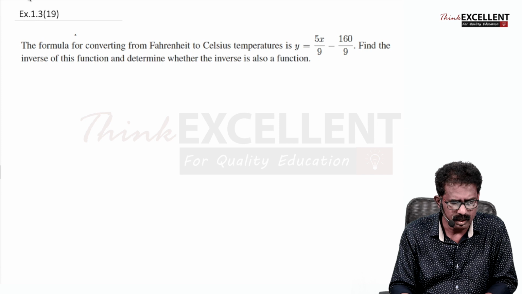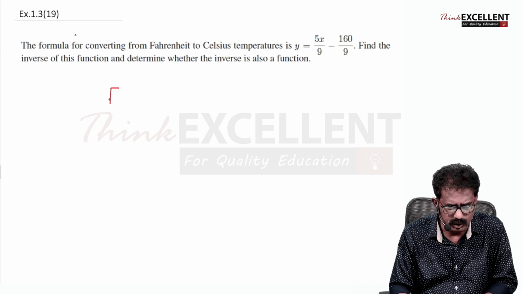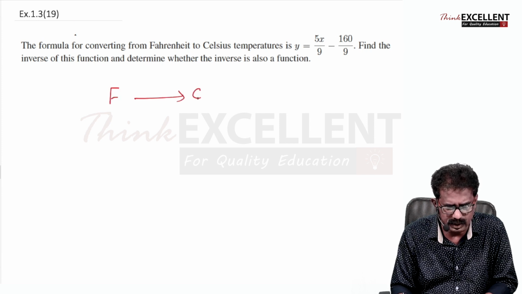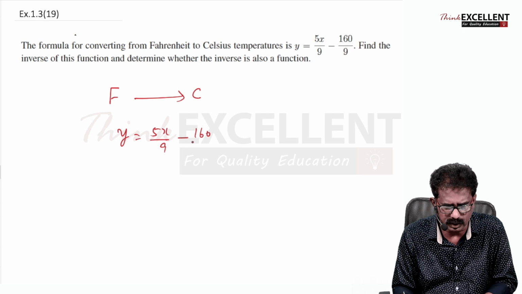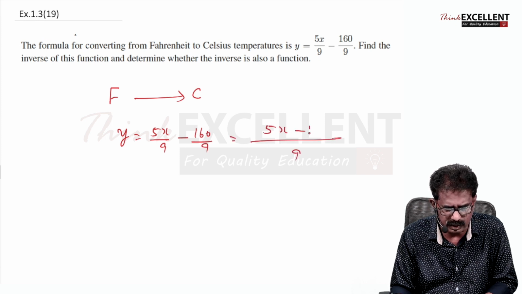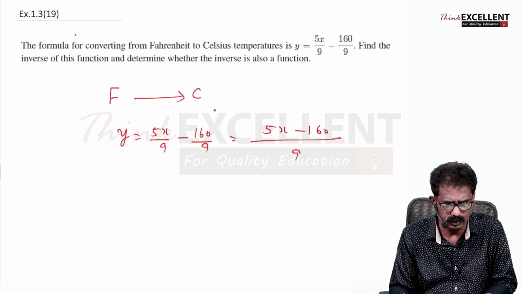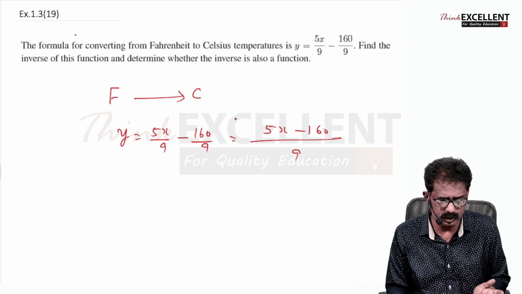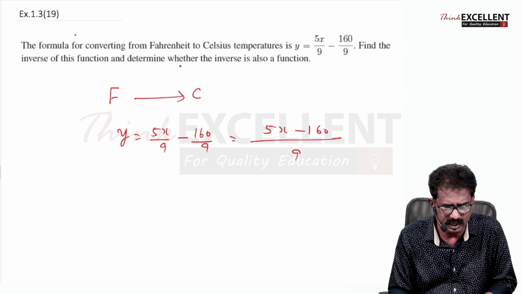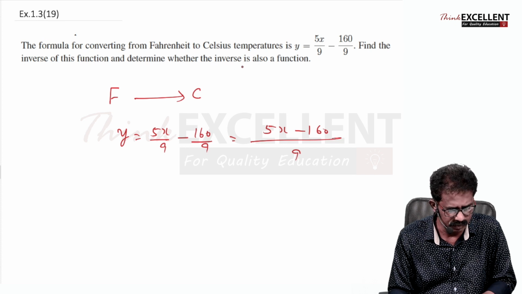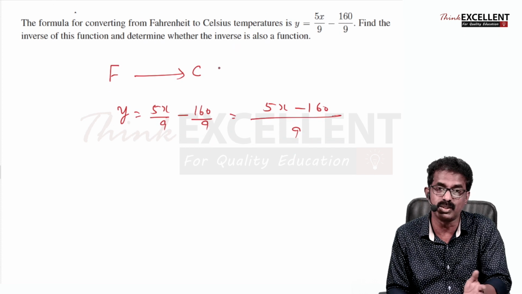The formula for converting Fahrenheit to Celsius, there is a formula. So y equal to 5x by 9 minus 160 by 9. Better we take 9 as LCM, right? So 5x minus 160 over 9. Okay, this is the formula to convert Fahrenheit to Celsius. Find the inverse of this function. Determine whether the inverse is also a function. So first they asked to find the inverse. You know how to find the inverse.